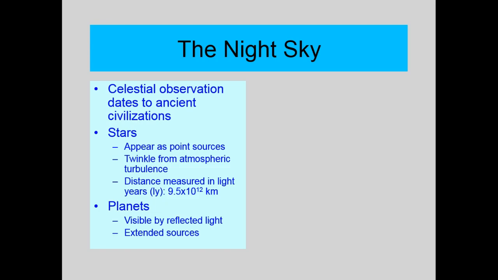Okay, very good. But look, I can see Venus out there. I can see Jupiter out there. How can I see them if they don't give off light? Yes, they reflect light. That's because they're so close to us, we can see the reflected light. Just like the moon doesn't give off light, but we see light from the sun reflecting off the moon getting to us. So planets are visible by reflected light.